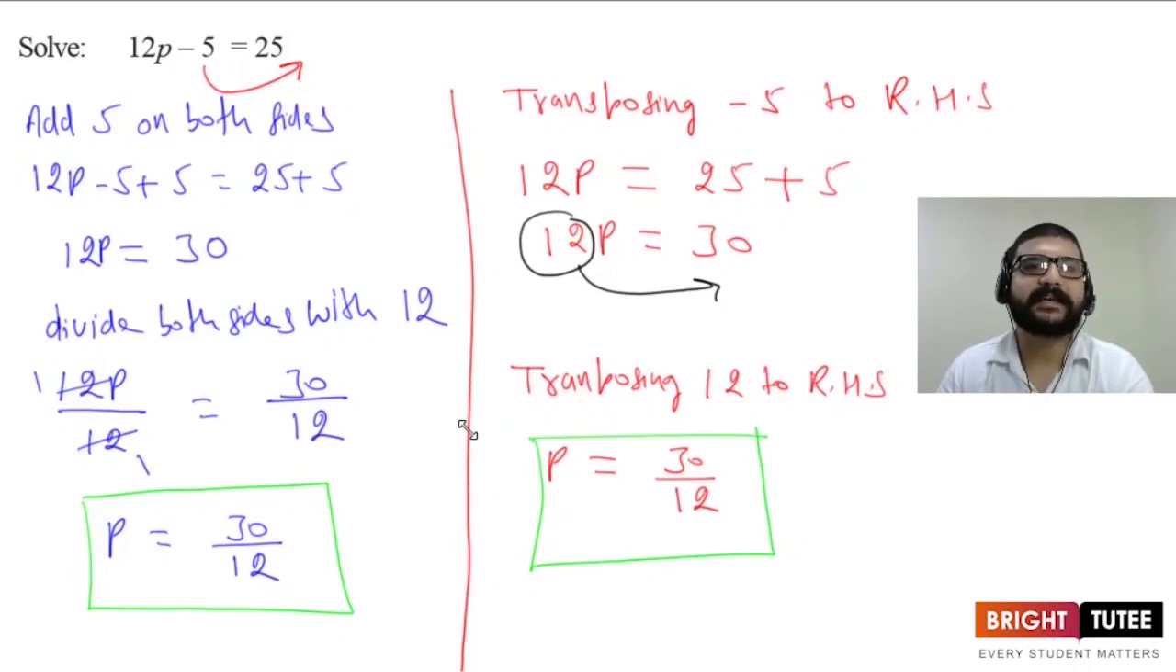So what we have seen here, adding the same quantity on both the sides can be related with transposing a negative quantity to the RHS, which will become a positive number. What if we had a plus 5 here? Suppose we have 12p plus 5 is equal to 25. Now for getting rid of that plus 5, we have to do subtraction on both the sides with minus 5, or we can equate it with transposing plus 5 to the RHS, it will become minus 5. Let's see that question now.